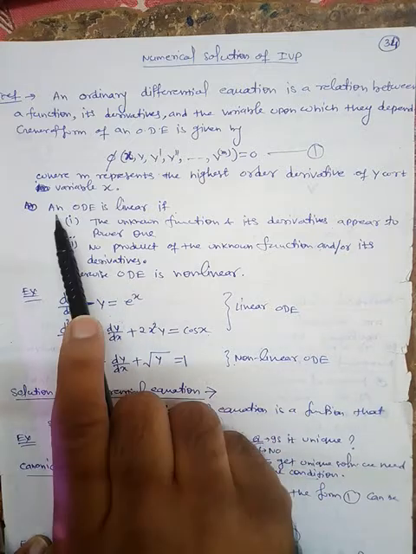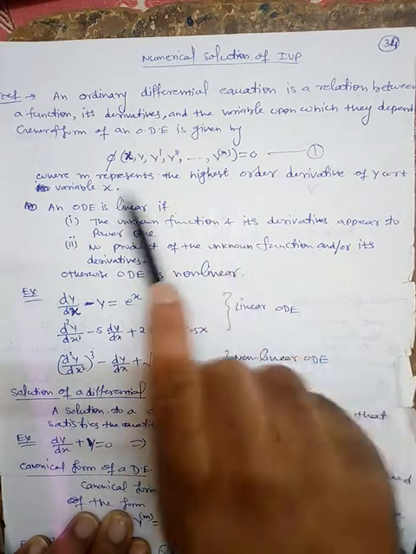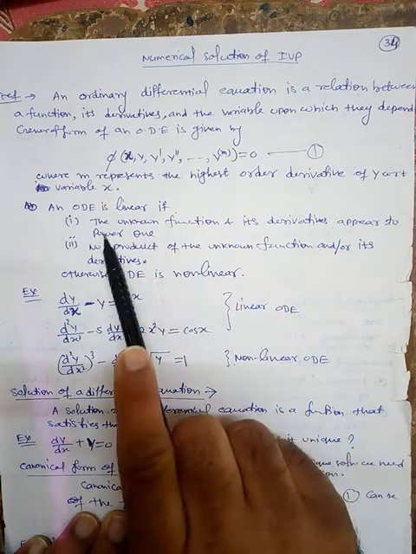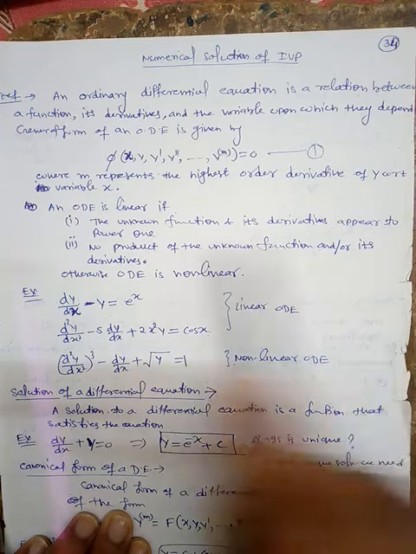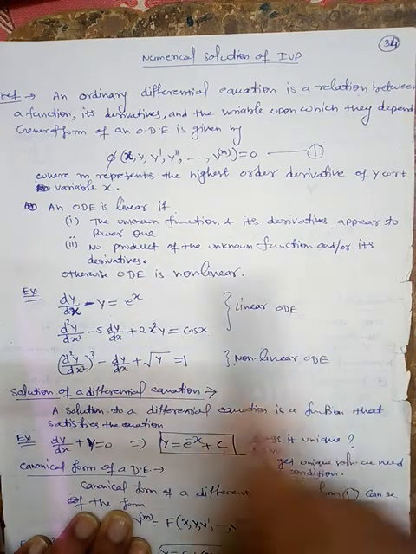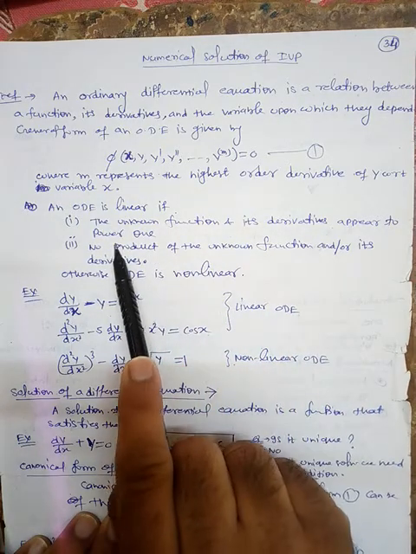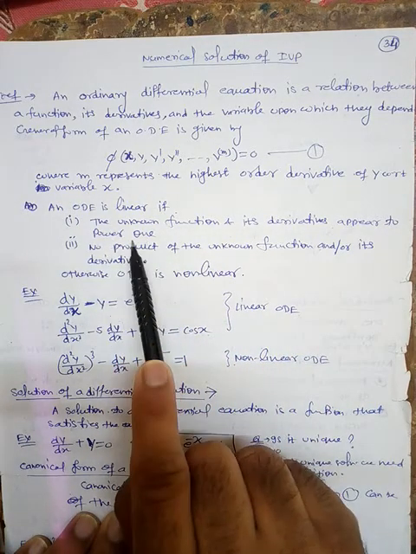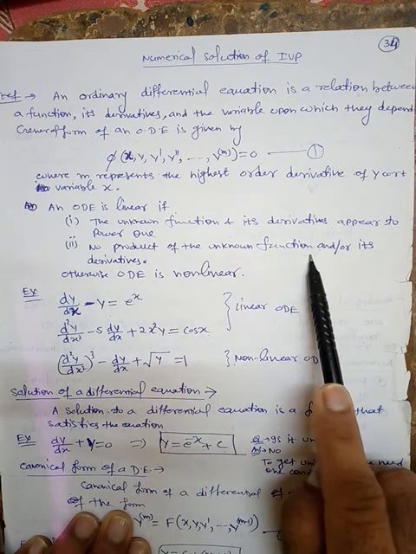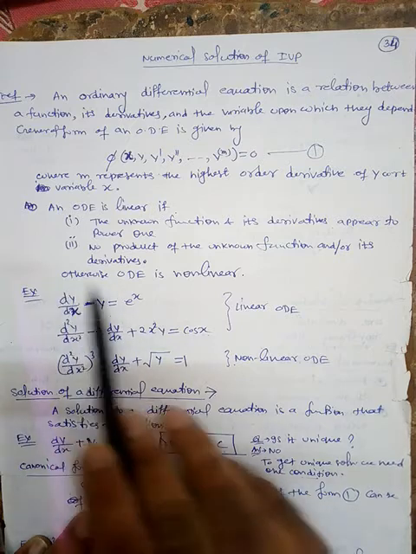Okay, so an ODE is linear. Now here this differential equation may be linear or non-linear. It is called linear if the unknown function and its derivatives appear to power 1, and there is no product of the unknown function and its derivative. That means the unknown function and its derivative must be of single power and there is no product involving the unknown function y and its derivatives. Otherwise the ODE is non-linear.